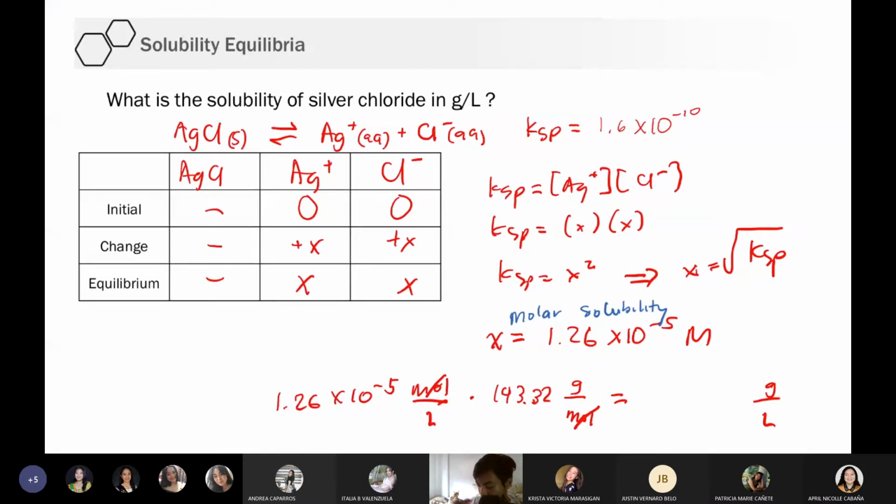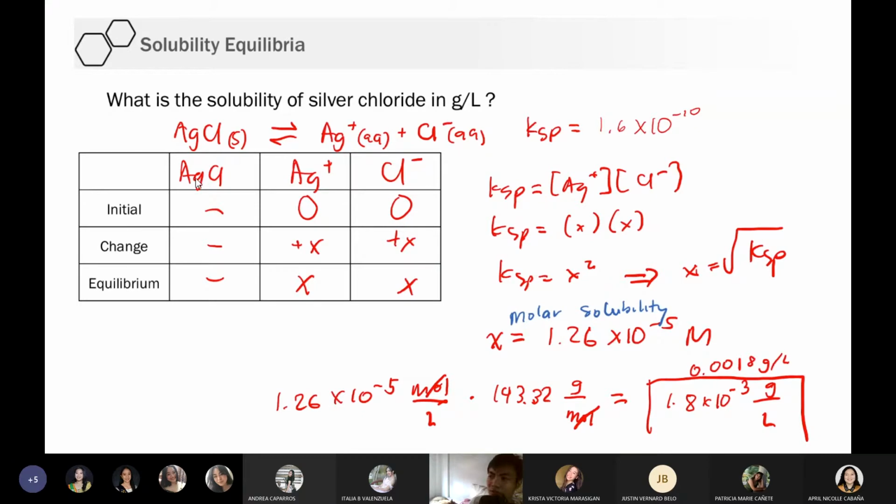Okay, so the solubility is 1.8 times 10 raised to negative 3. Or in decimal, that would be 0.123. Okay, so this is our final answer. Yun na yun. So, we're done. So, as you can see, madali lang calculation, no?